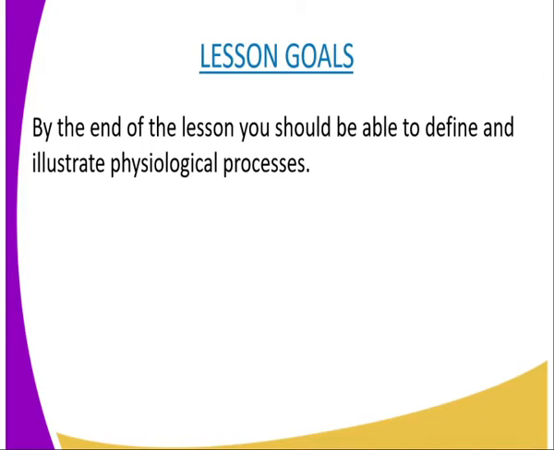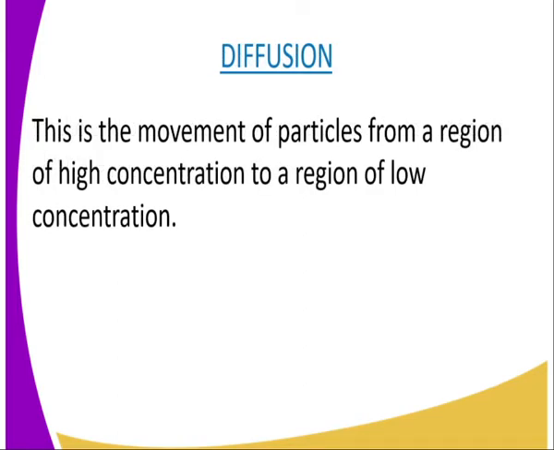We are going to have a lesson goal, or our objective, whereby by the end of the lesson, you should be able to define and illustrate different physiological processes as we are going to see in our topic. Our first physiological process, which we are going to look at, will be diffusion.